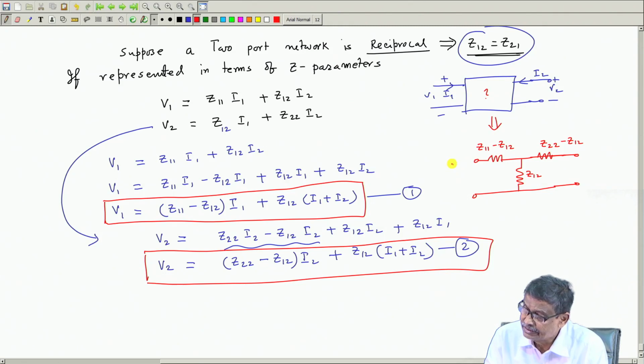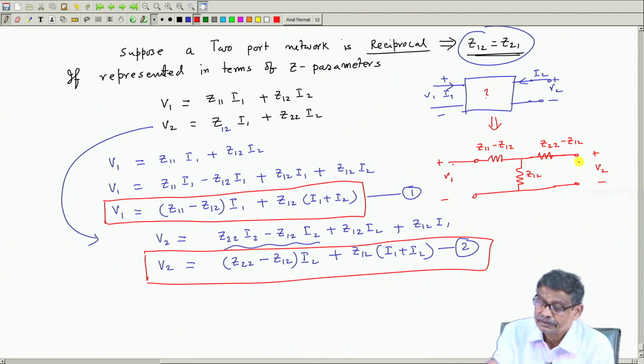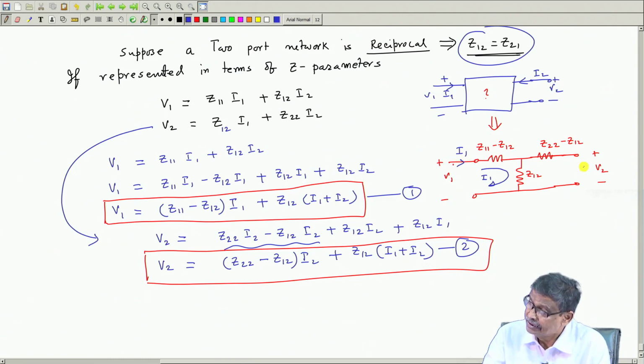Then you see this is your V1 you are applying, plus minus. This is your V2 you are applying, this is also plus minus. Now, this current I1 is like this. So, what is this current? I can think it is I1 goes in. Similarly, this current I2 I always assume in this way. So, this current is going like this.